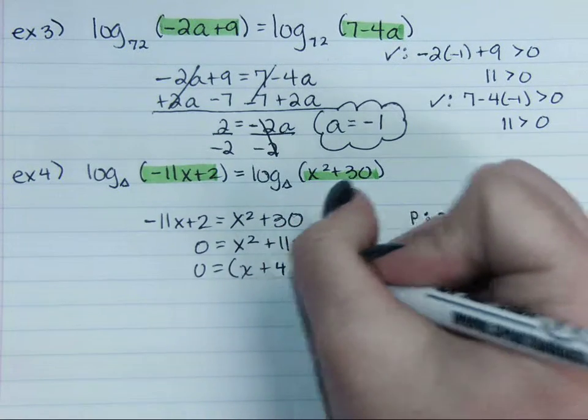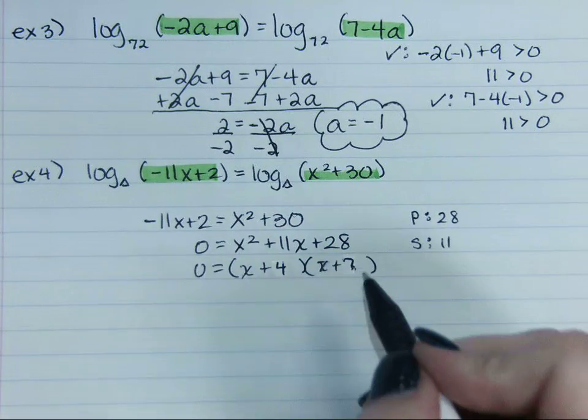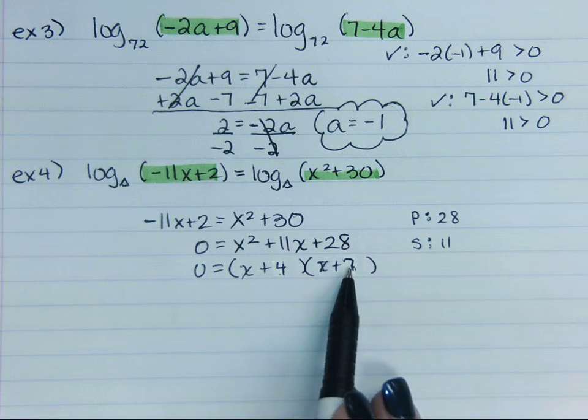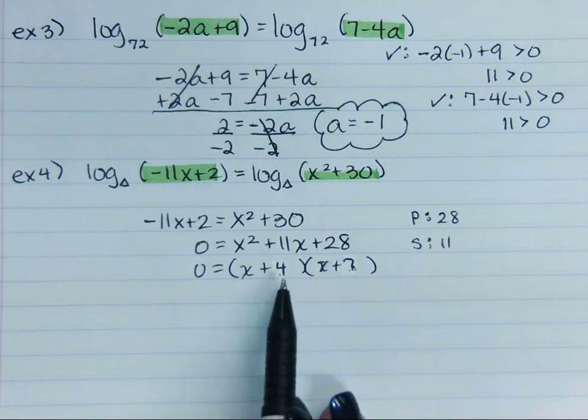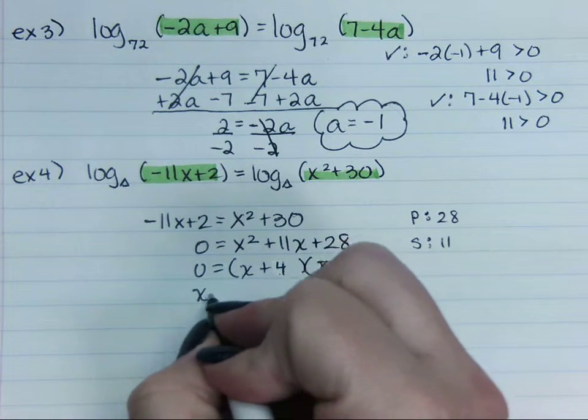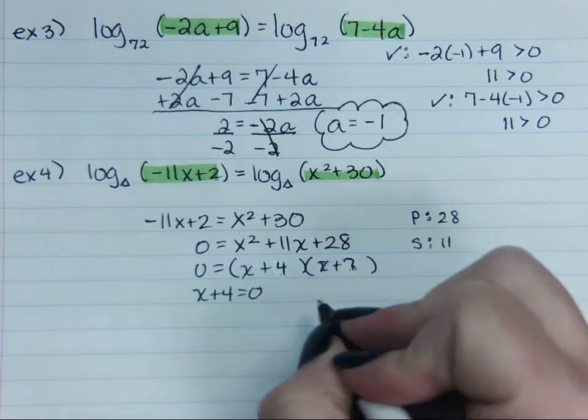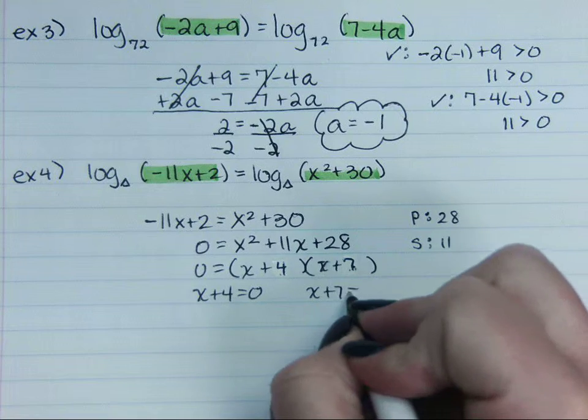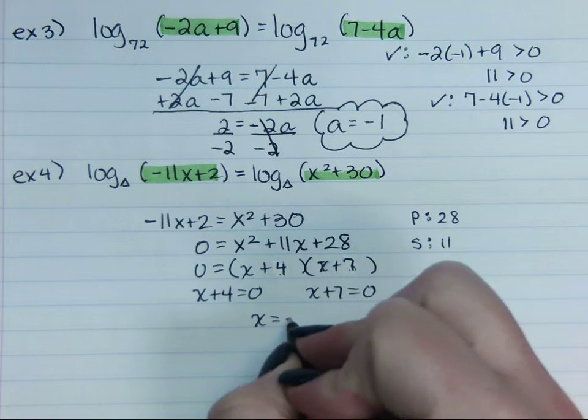All right, so positive 4 and positive 7. Again, just double check that 4 times 7 multiplies to be 28 and adds up to be 11. And now I'm going to use my zero product property. Either x plus 4 is equal to 0 or x plus 7 is 0. So I have two possible answers.